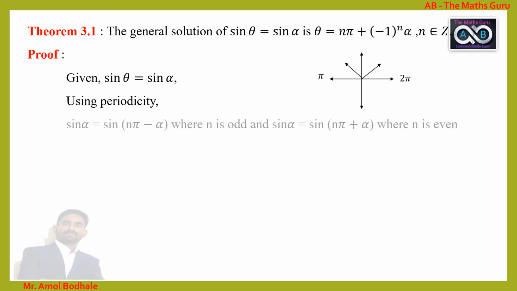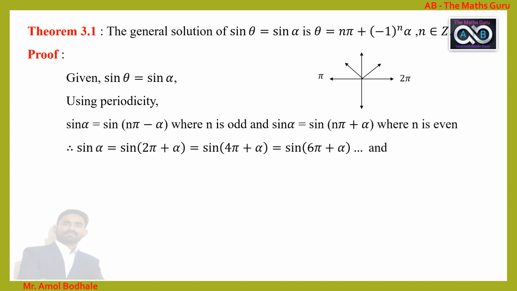So by using its periodicity, sin alpha equal to sin of n pi minus alpha, where n is odd, and sin alpha equal to sin of n pi plus alpha, where n is even. So sin alpha equal to sin of 2 pi plus alpha, that is equal to sin of 4 pi plus alpha, that is equal to sin of 6 pi plus alpha, and so on. Similarly, sin alpha can be written as sin of pi minus alpha, sin of 3 pi minus alpha, sin of 5 pi minus alpha, and so on.